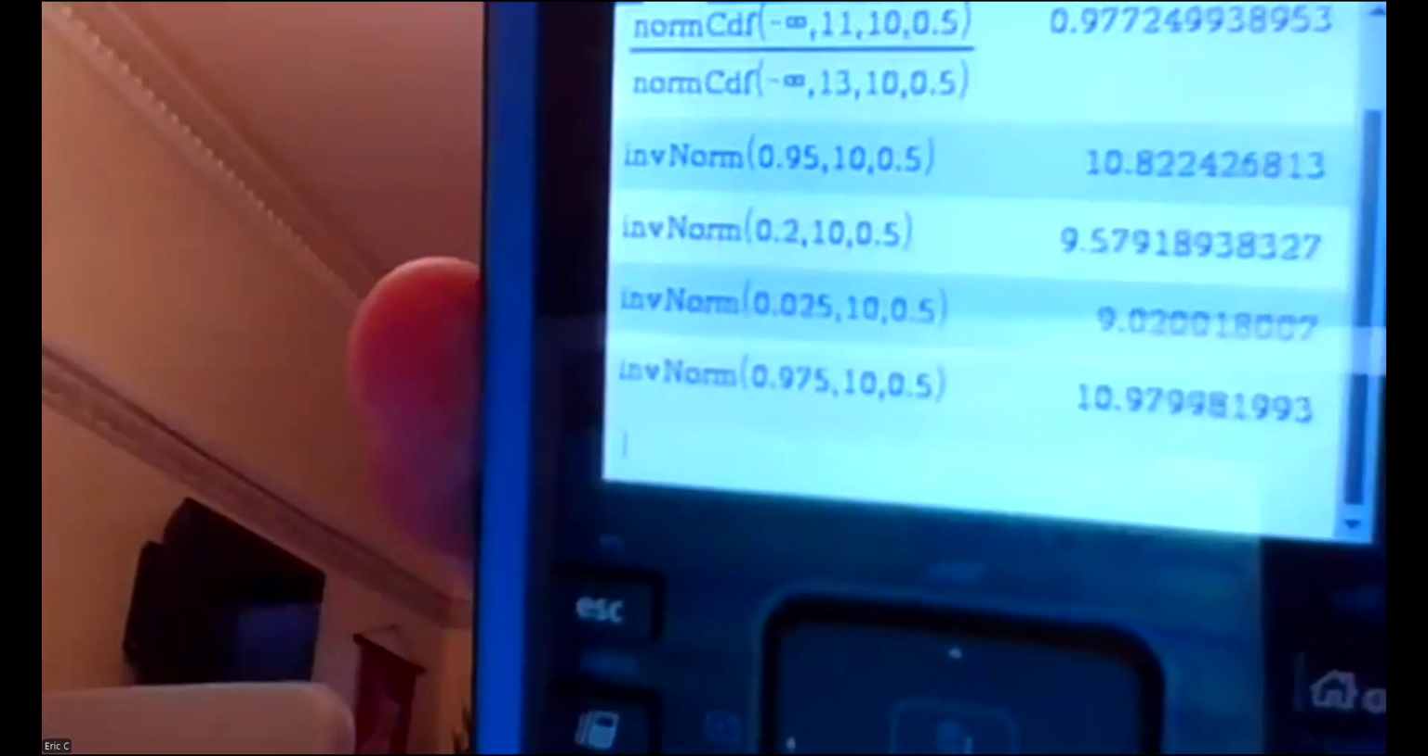So let's jump back to our CAS. We've got the inverse norm there already, so we don't have to go through the menu and the options. You just simply copy that function and change the first parameter to 0.025 like that, and that will give us C1. So C1 is going to be 9.02. And then for C2, again, just copy the function above, paste it, and change the first parameter to 0.975 and go enter, and that's your answer for C2.